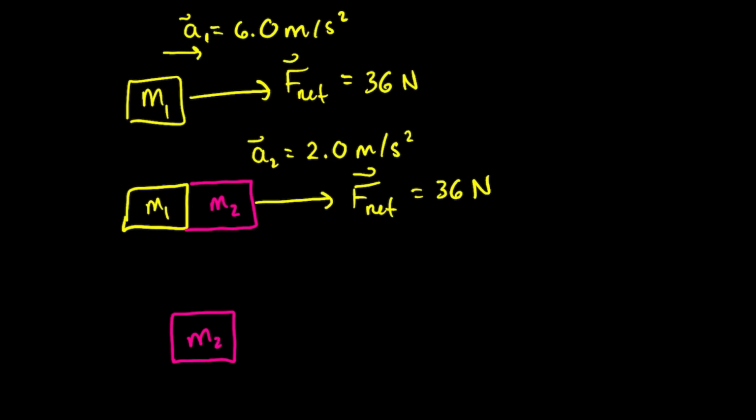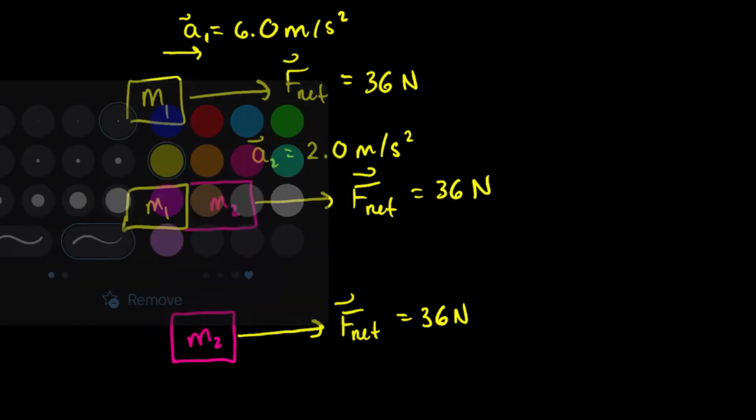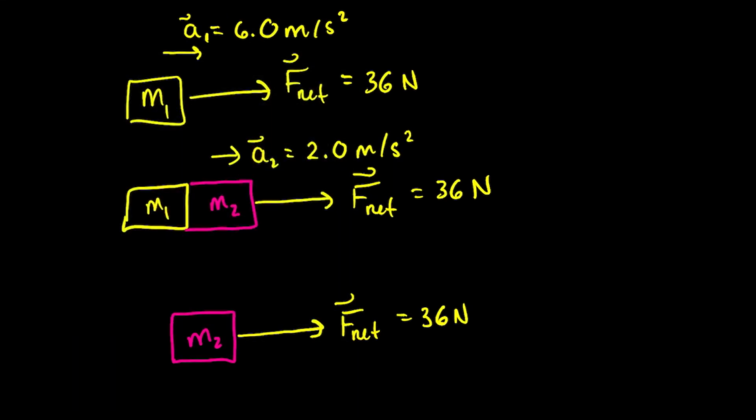So as I mentioned, here we have three cases, and each of the three cases we have the same net force acting on it. And the first one, the net force acts on mass 1, which gives us some acceleration. In the second case, you have the same net force acting on the mass 1, mass 2 attached. The third case, the same net force, but now only acting on mass 2.